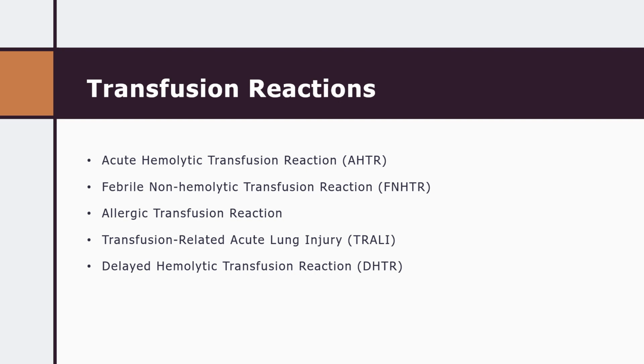And lastly, we have the delayed hemolytic transfusion reaction. This type of reaction occurs days to weeks after a transfusion, and it's characterized by the delayed destruction of donor red blood cells by the recipient's immune system. Delayed hemolytic transfusion reactions are typically milder compared to the acute hemolytic transfusion reaction, but they can still cause symptoms such as fever, jaundice, and anemia.